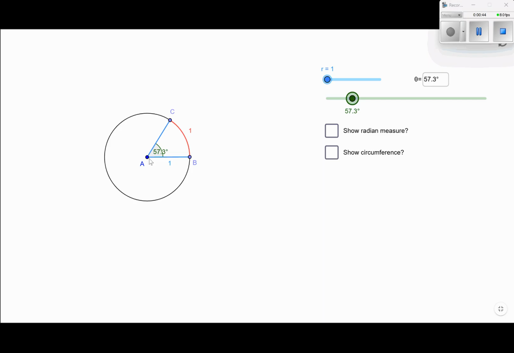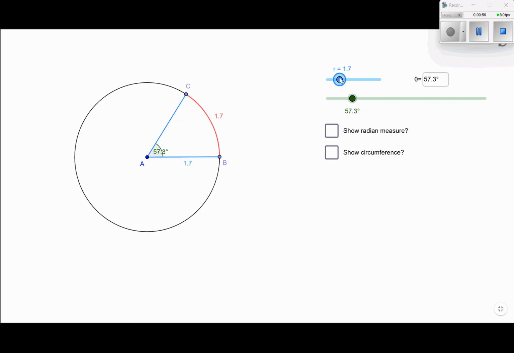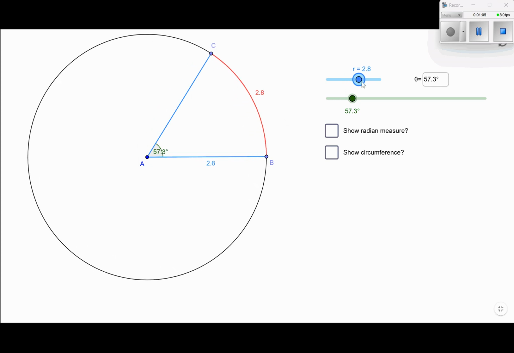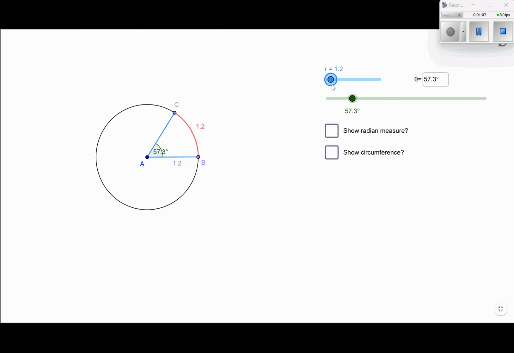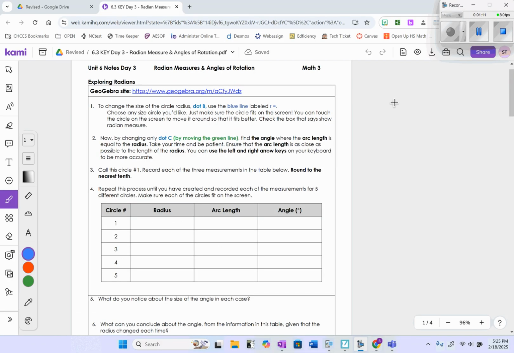So you notice when we have a radius of 1 and the arc length is also 1, the angle is 57.3 degrees. So let's change the radius and arc length to 1.2 and 1.2. It still stays the same angle. And it doesn't matter what we change our radius and our arc length to. You see that angle has not changed no matter how big or how small our circle is. It's 57.3 degrees.